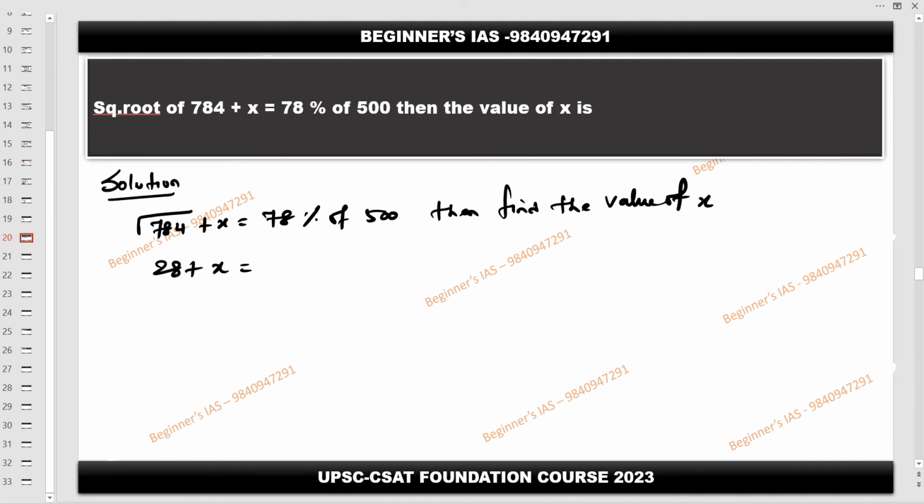So your 78 percentage is 78 by 100 into 500. Cancel the zeros. Then 78 into 5 is 390, isn't it? So x is equal to 390 minus 28, which is equal to 362. It's a simple question.